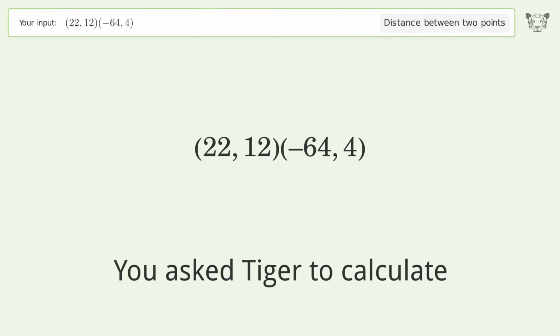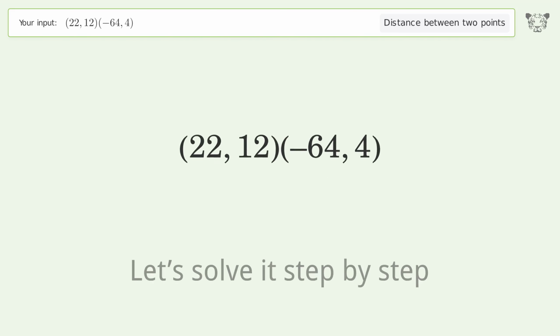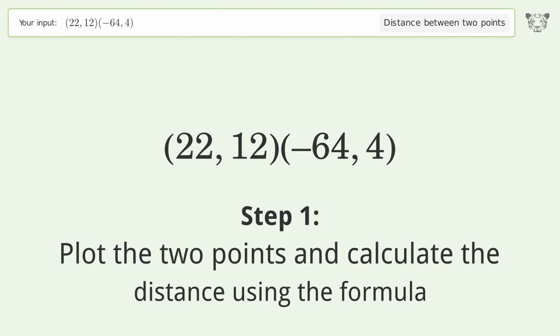You ask Tiger to calculate. This deals with the distance between 2 points. The distance between the 2 points is the square root of 7,460, or 86.371. Let's solve it step by step. Plot the 2 points and calculate the distance using the formula.